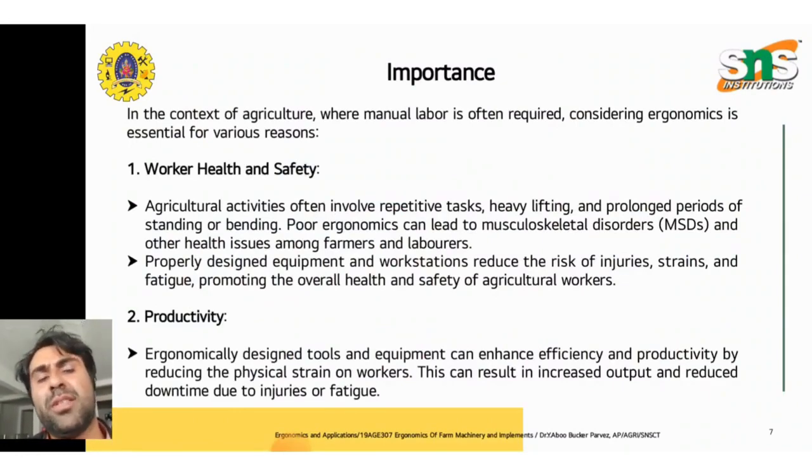When it comes to the importance, we have worker health and safety measures to be carried out, and productivity. Worker health and safety: agricultural activities often involve repetitive tasks, heavy lifting and prolonged periods of standing or bending. Poor ergonomics can lead to musculoskeletal disorders, which will give so many health issues to the farmers and laborers, and is a very high risk factor. When it comes to productivity, ergonomically designed tools and equipment can enhance efficiency and productivity by reducing the physical strain on the workers. This can result in increased output and reduced downtime due to injuries or fatigue.